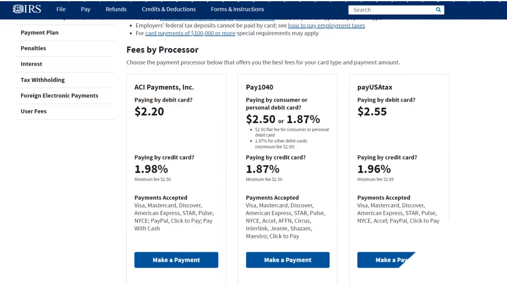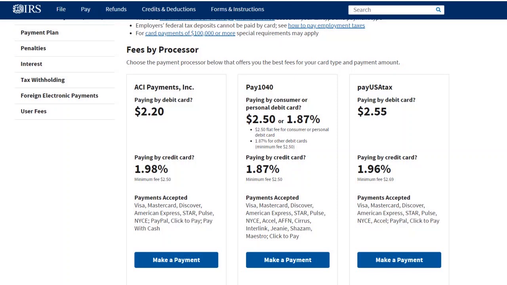I want to quickly share with you, you can see on the screen here the fees by processor. Depending on the processor that you choose, there are some fees that pertain to the whole transaction. So look on the screen right now. The IRS has three primary payment processors as of now. So we have ACI Payments.